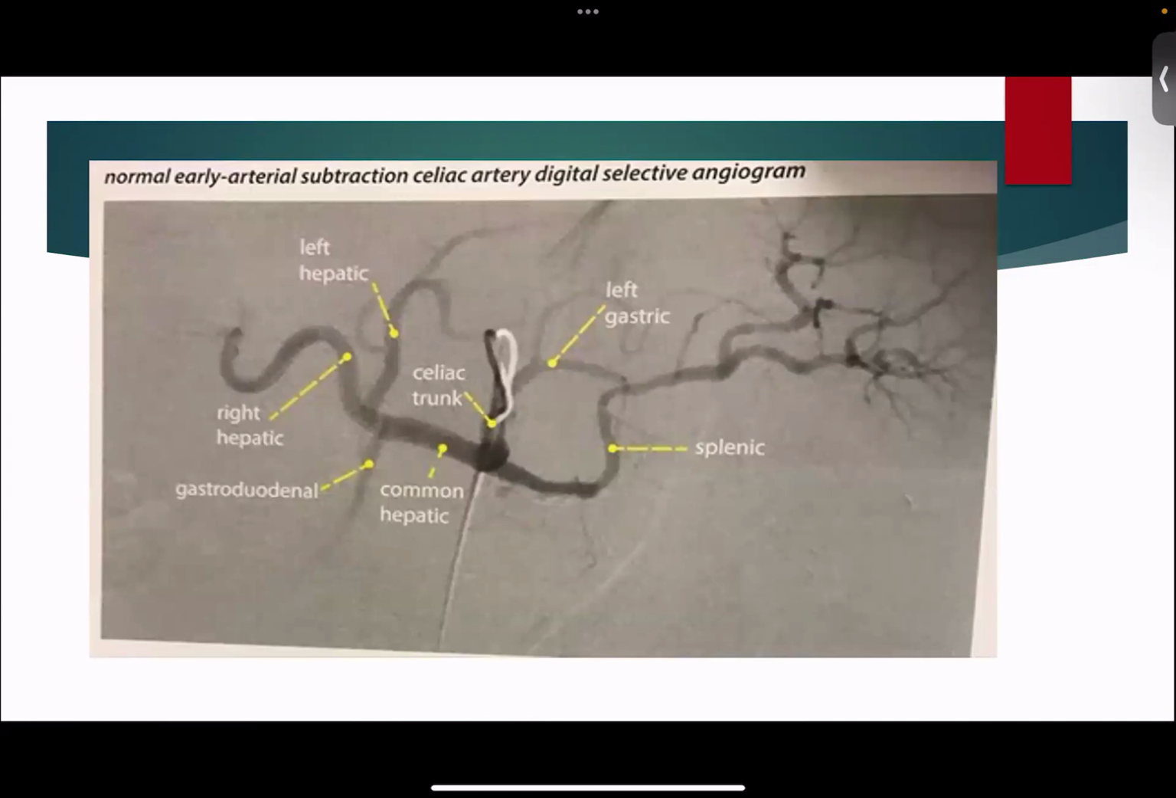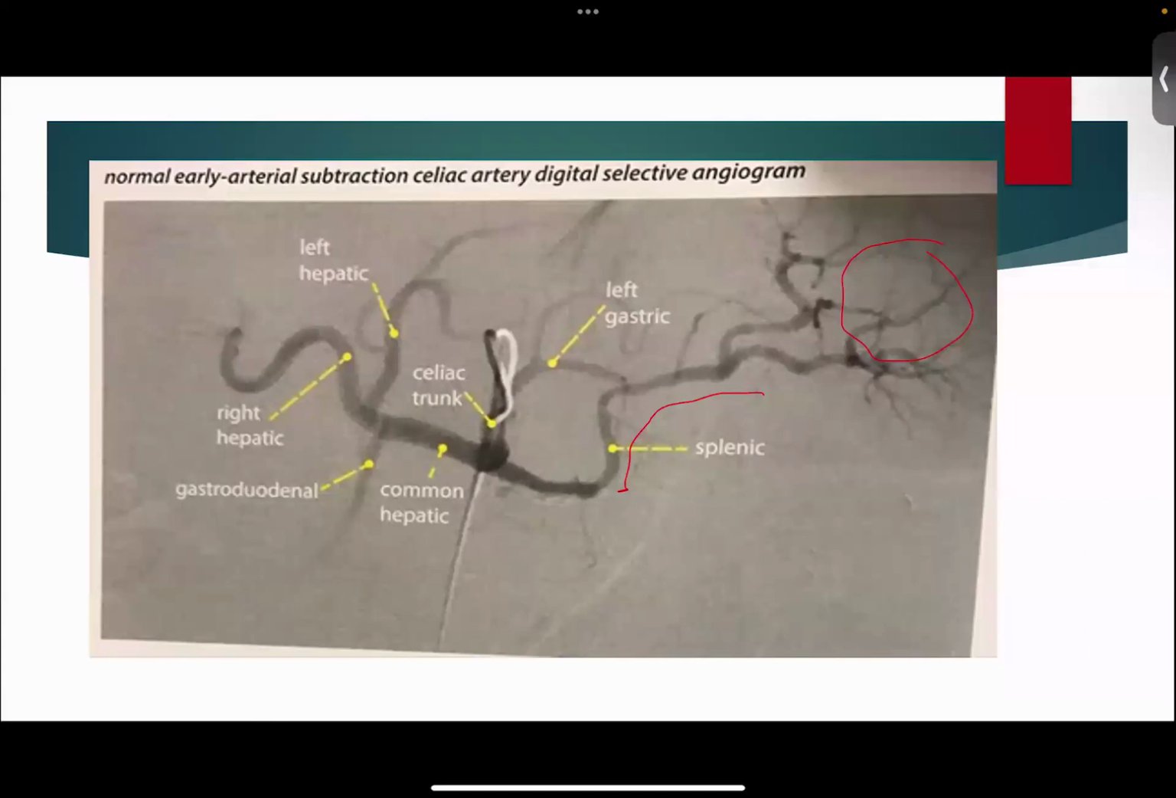And the last, we have the angiogram of the celiac trunk. This is digital subtraction angiogram, showing the branch of celiac trunk. We have the splenic artery here, gives the short gastric branch which supply the fundus, and the remaining branch of splenic not seen here.